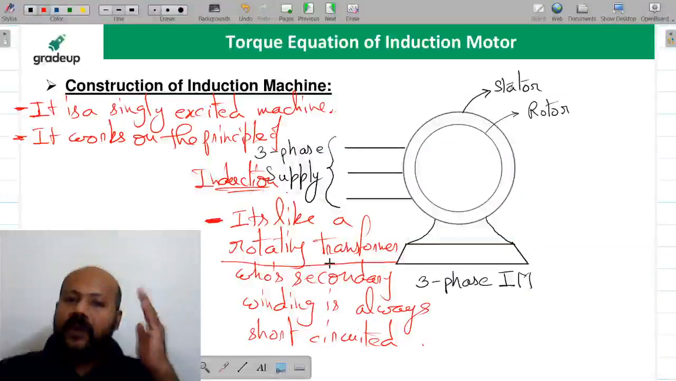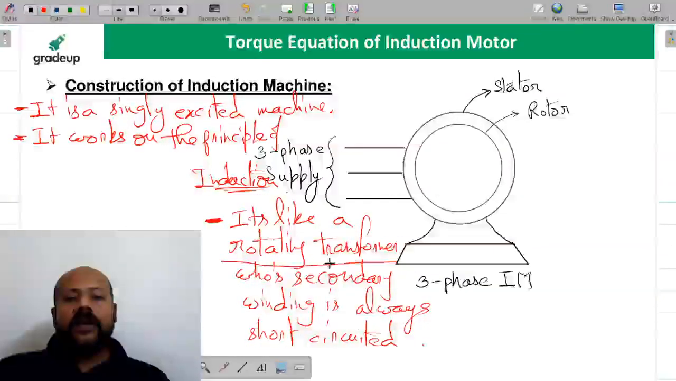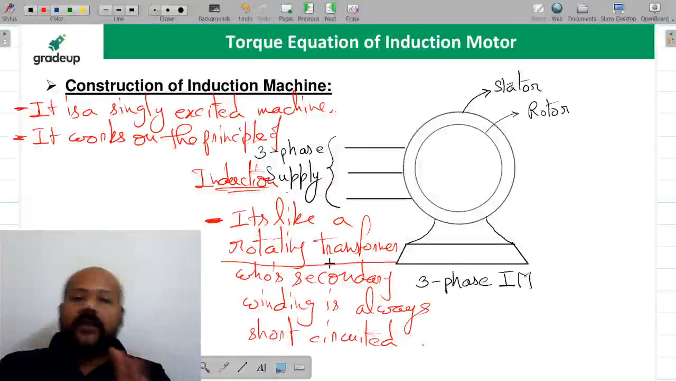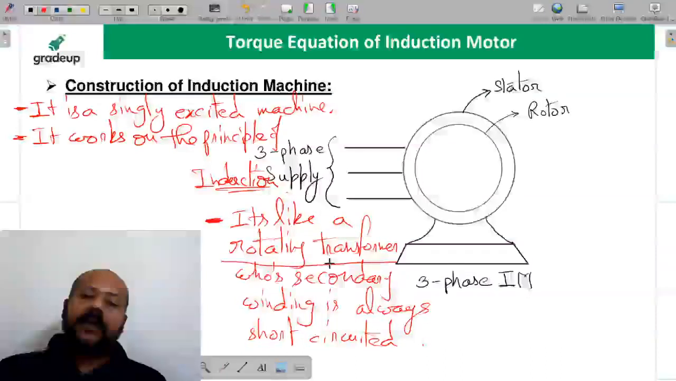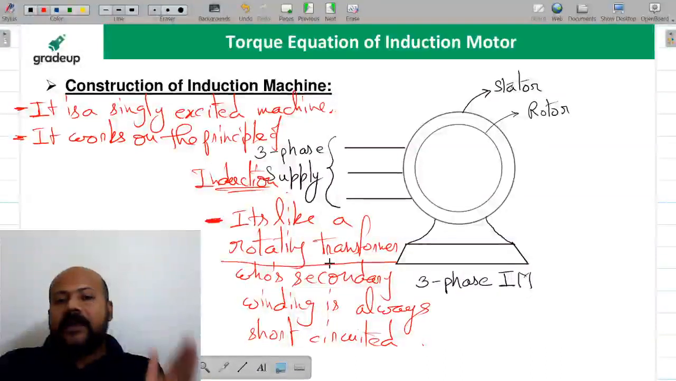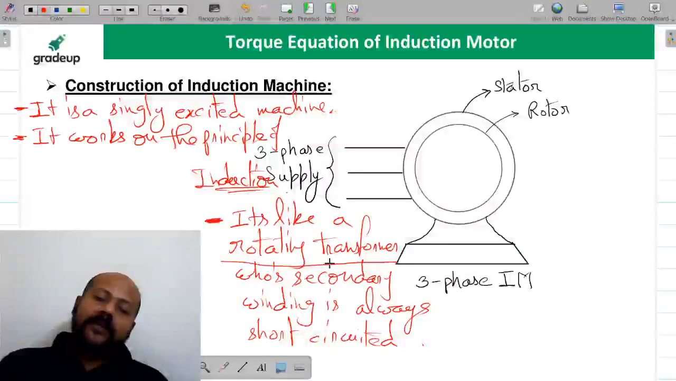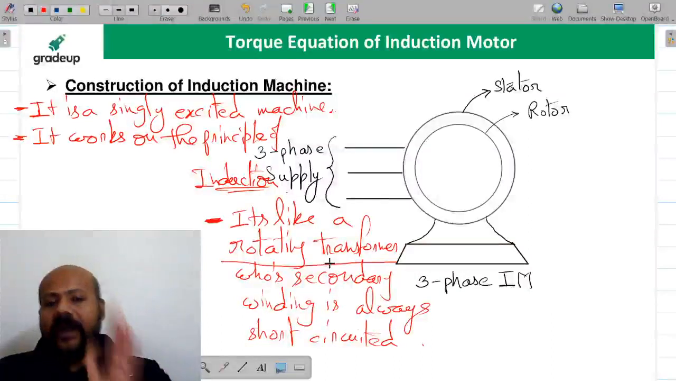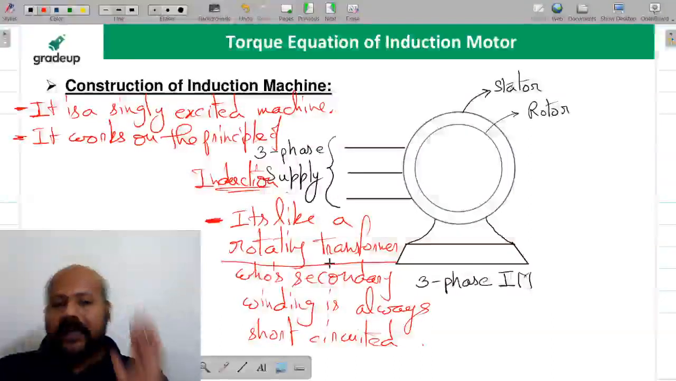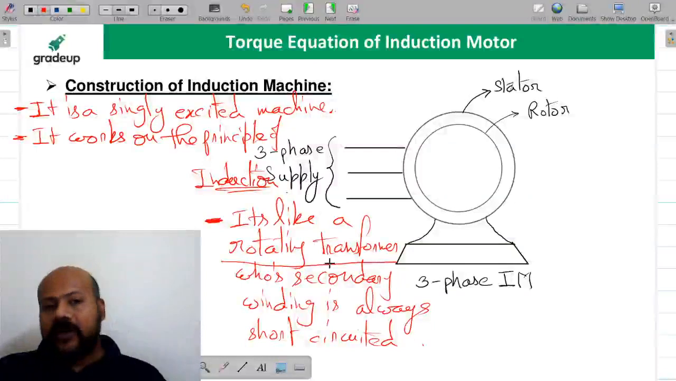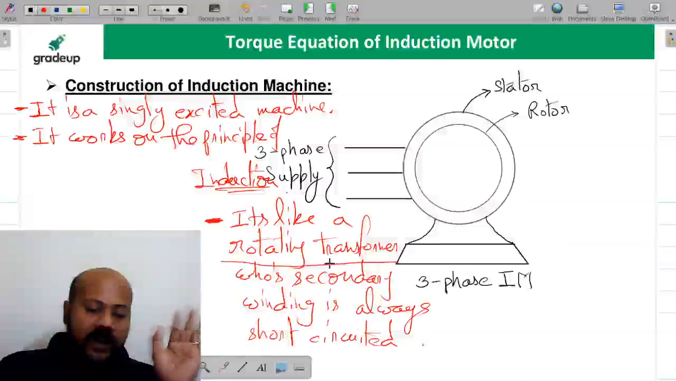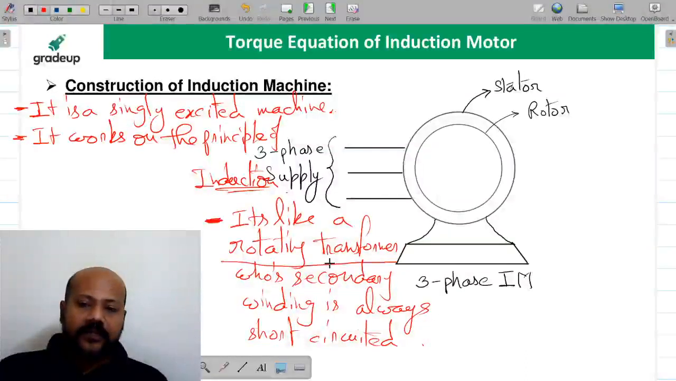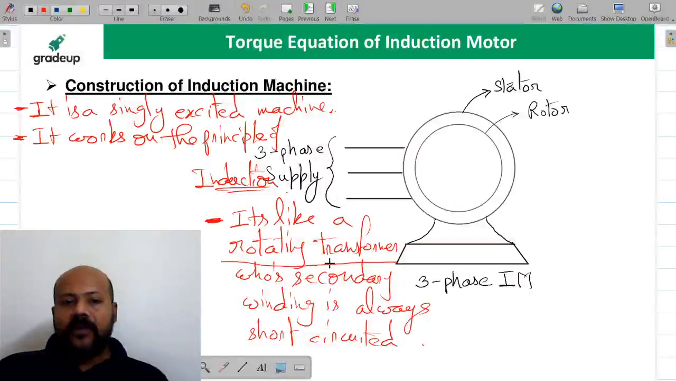In the transformer, you are having primary winding, secondary winding. In the induction machine, you are having stator winding, rotor winding. But one very, very important difference is that in case of transformer, we say that the secondary should not be short circuited. But in case of induction machine, the secondary is always short circuited, whether it is a squirrel cage induction motor or whether it is a wound rotor or slip ring induction motor. The rotor windings are always short circuited. This is the point. Is it clear to all of you? I hope it is clear to all of you.